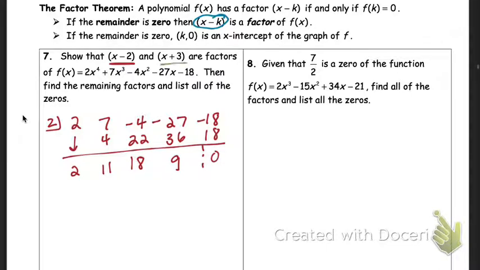Now what I'm going to do is check x plus 3. Here's where you have to be careful. Do not use the original function. Use the answer that you just got. So we ignore the remainder, and now we use -3 and do synthetic division with that part.